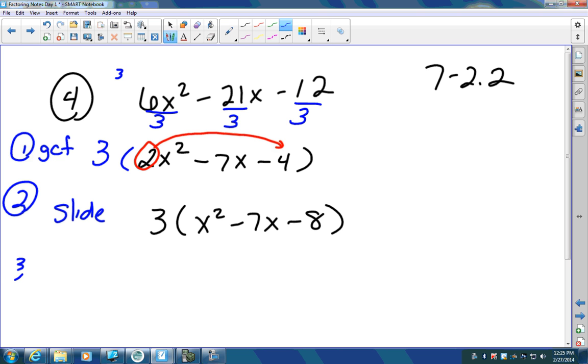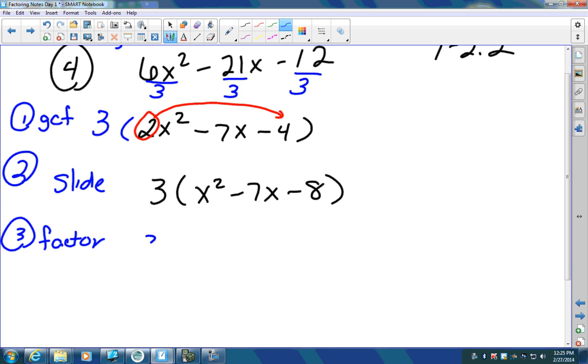Now I must factor my trinomial. Remember, trinomial means 3 terms. So my 3 stays there. I'm going to split it up. X squared always easily goes x and x. Stay with me. Now, I need the factors of the last number, negative 8.